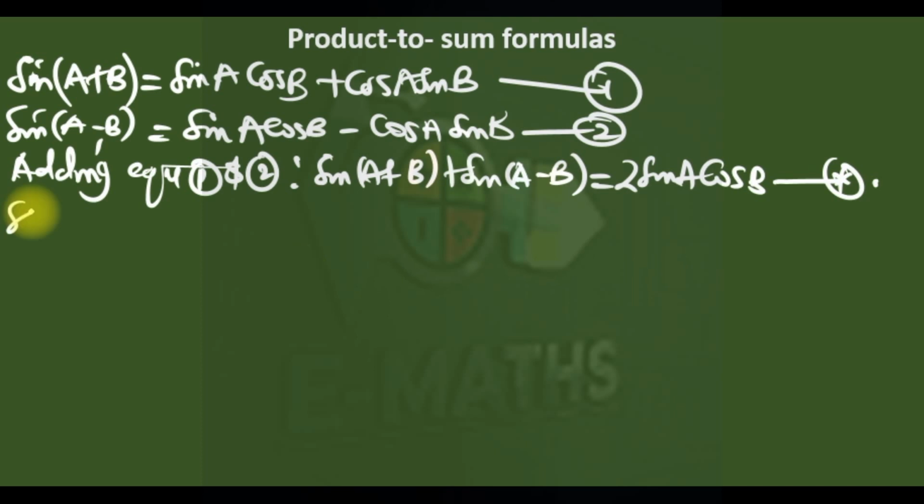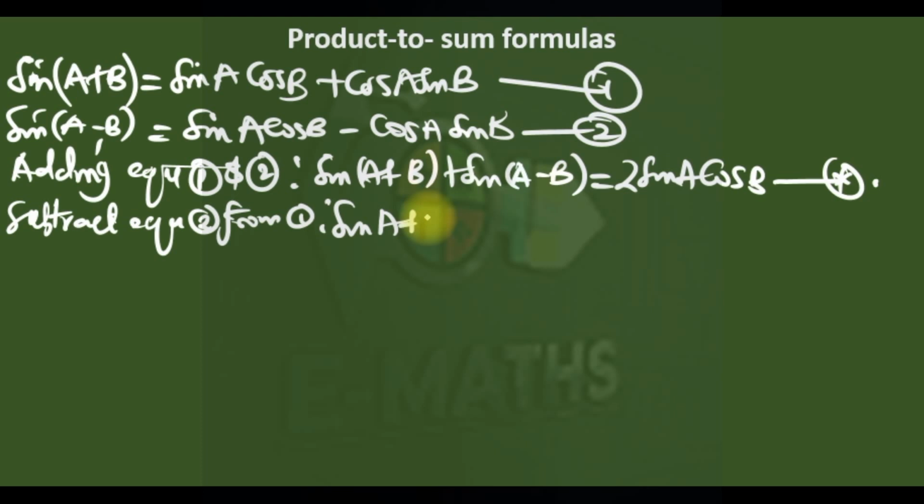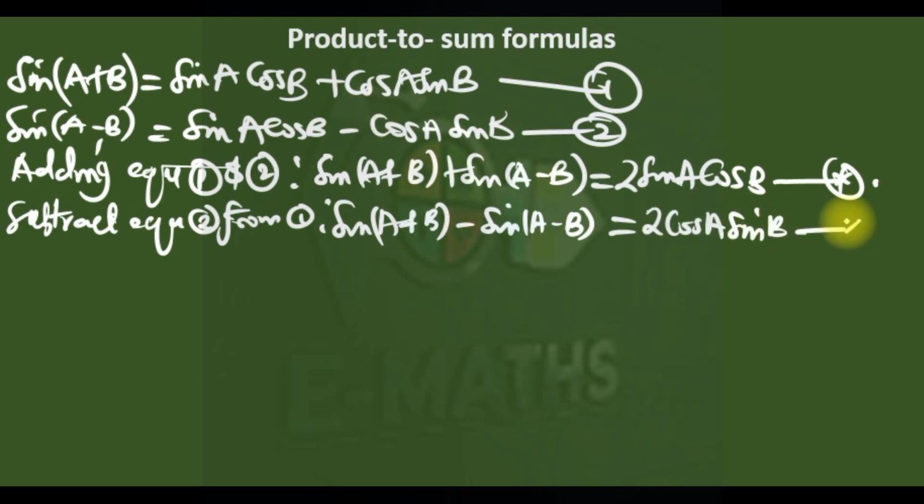So let's subtract equation 2 from 1. We now have sine A plus B minus sine A minus B. So this minus this is 0. This minus minus is plus, so I have 2 cos A sine B. So that's another important formula.